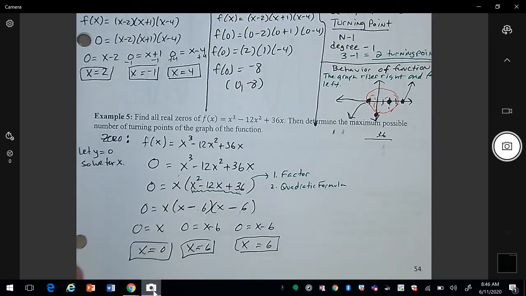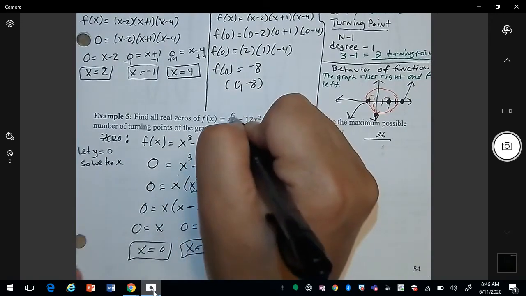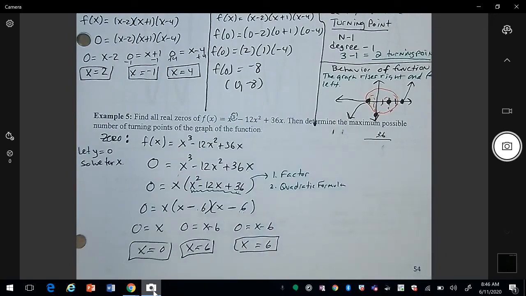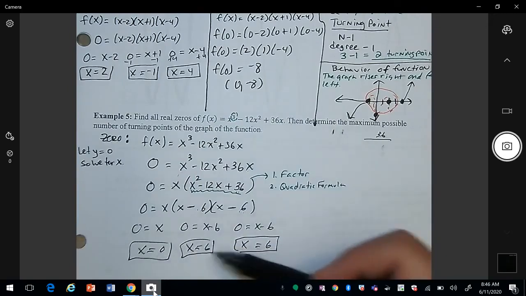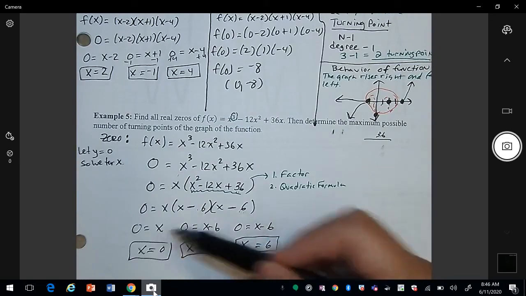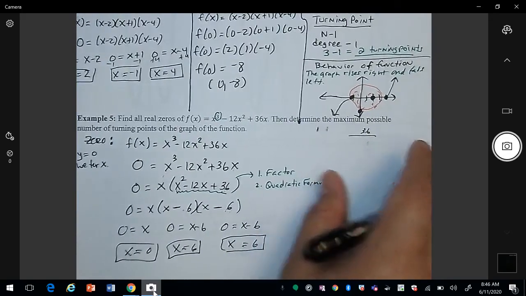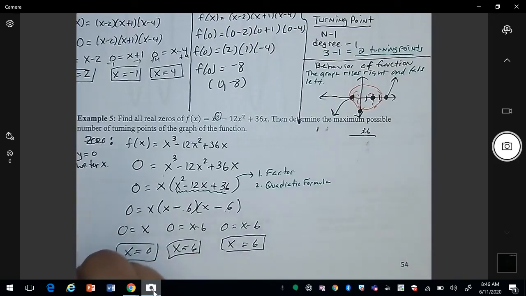So I have 3 zeros. Notice my degree was 3. That means I should have 3 zeros, which I do. Although these are the same, we still count them individually. And let's go ahead and look at the behavior.